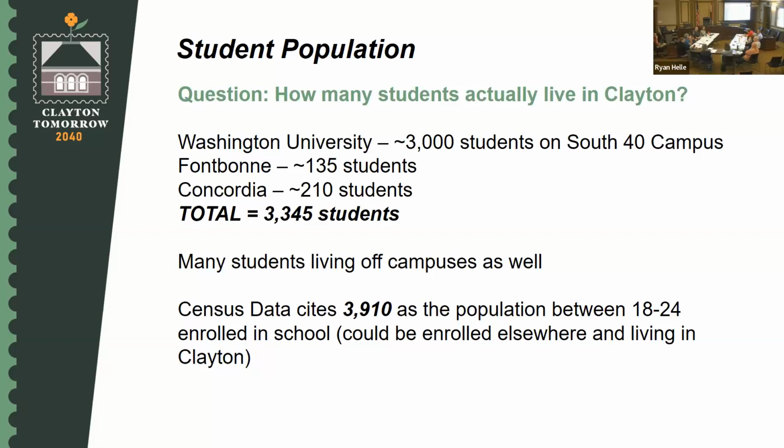Why do we pull that number out? Like, I would understand why we would pull maybe the Wash U number out because they don't necessarily live here full time. But anybody else?